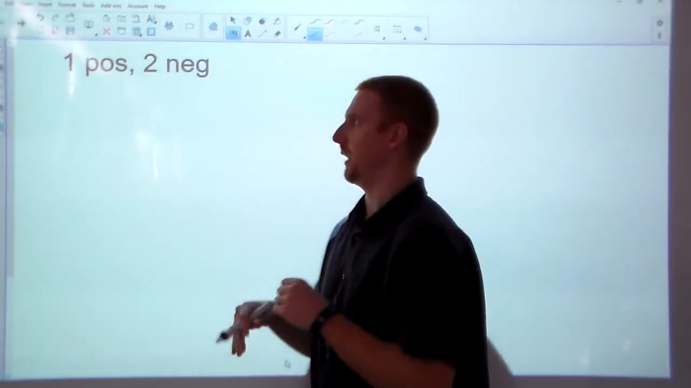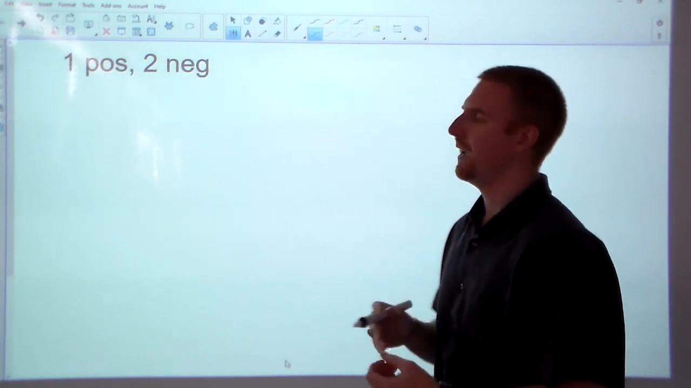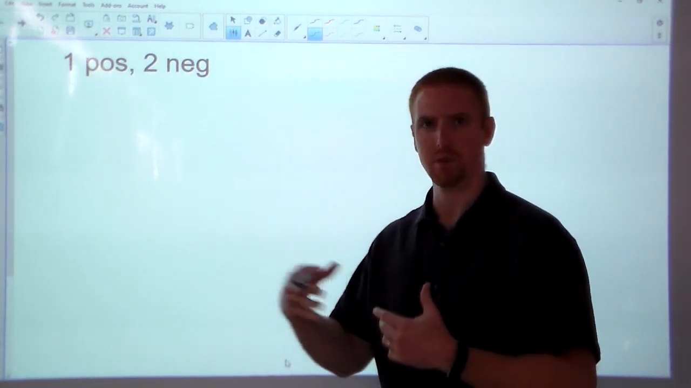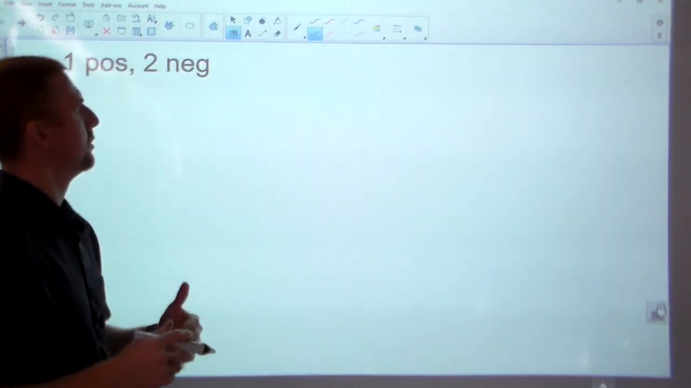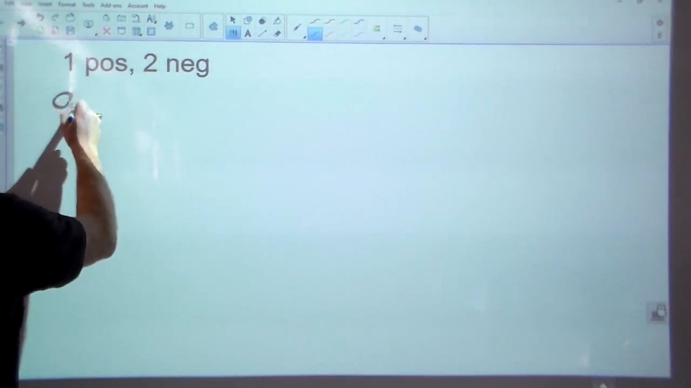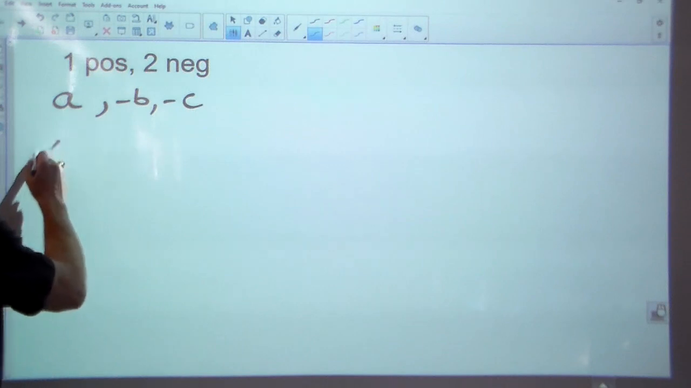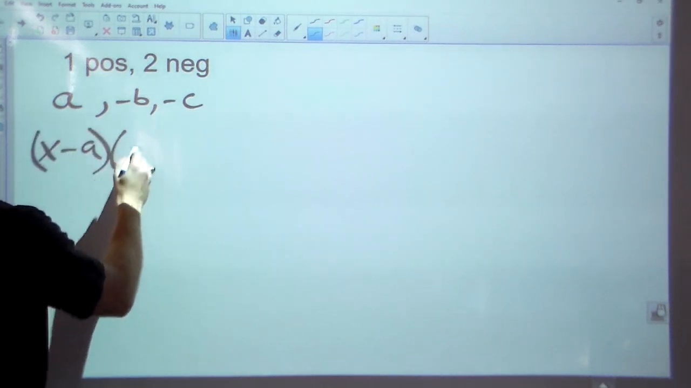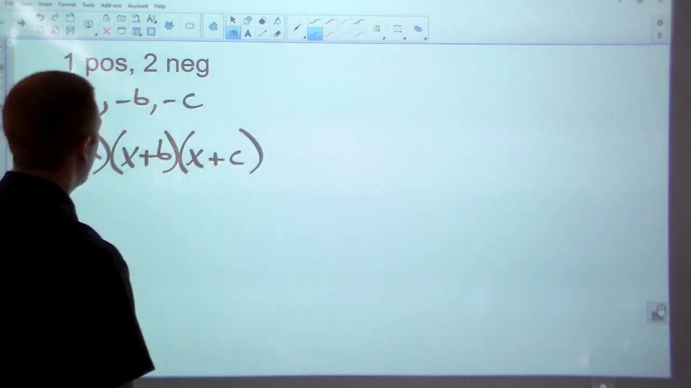Let's run through this case where we have one positive zero and two negatives to show Descartes' rule. If we can do this one, it should transfer to the others as well, but this one will have an interesting result I want to make sure we're thinking about. So the positive zero, let's say that's a, and our negative zeros, we'll say negative b and negative c. That will lead to factors x minus a, x plus b, x plus c.